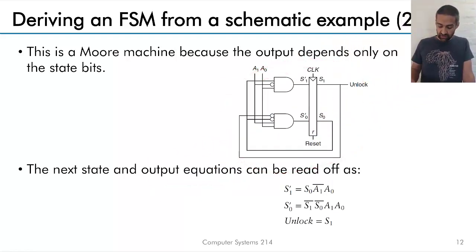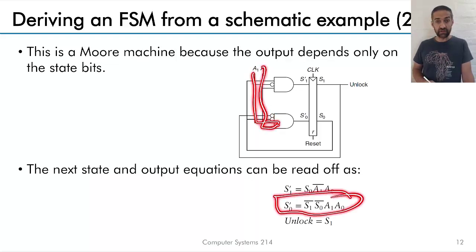What we then do is we calculate the equations. So the equation of that next state most significant bit we can read off. It's just equal to A0 AND not A1 AND S0, which is the present state's least significant bit, and that's this. Do the same for S0. This is S0, the next state's least significant bit. That is the AND of not S0, not S1, A1 and A0.